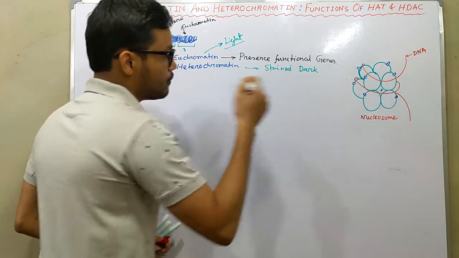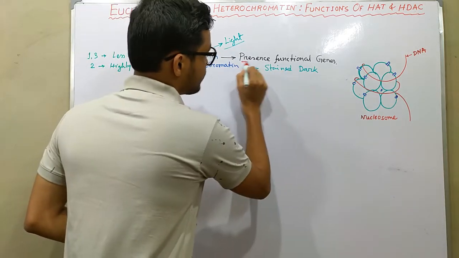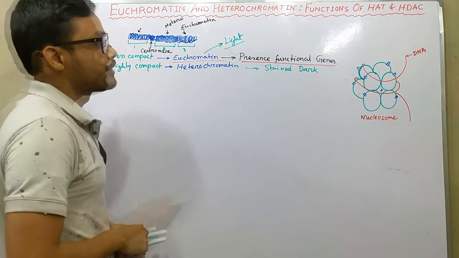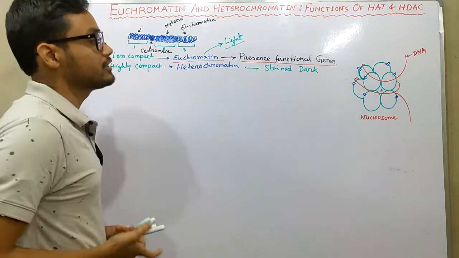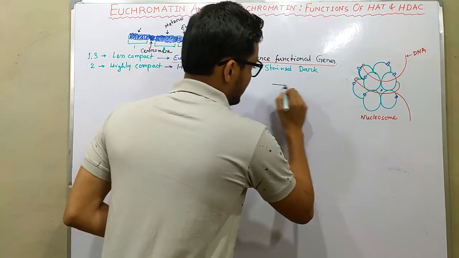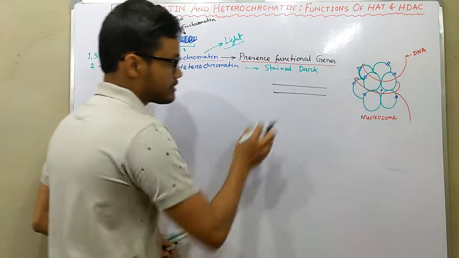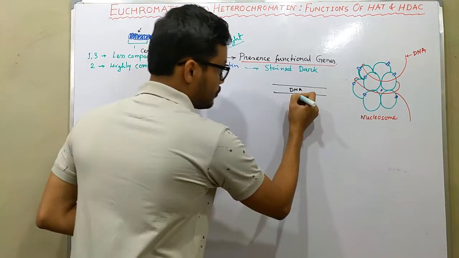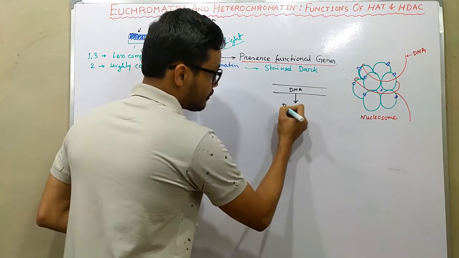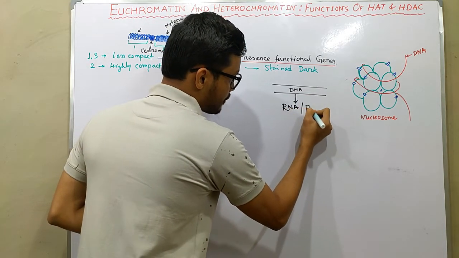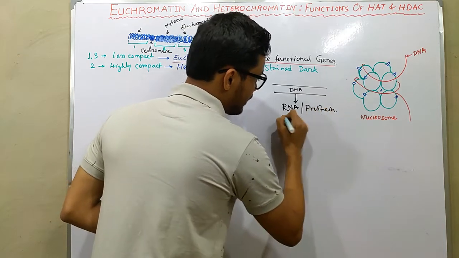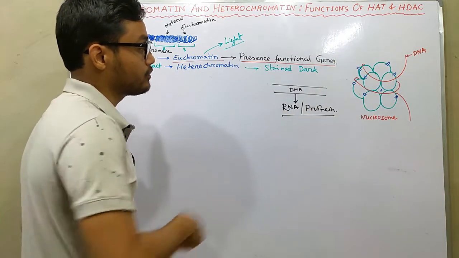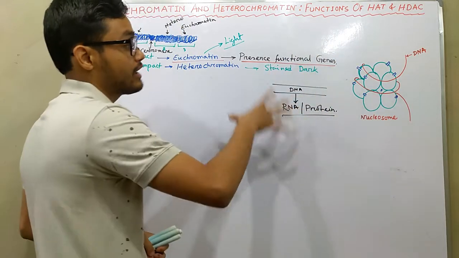We already know that functional genes are present in the euchromatin region, correct? So we have to activate the genes. A gene is a segment of DNA that contains the information to produce a functional biological product, whether RNA or protein. So if a DNA portion can be transcribed into RNA and further translated into protein, that particular segment of DNA is known as a gene.